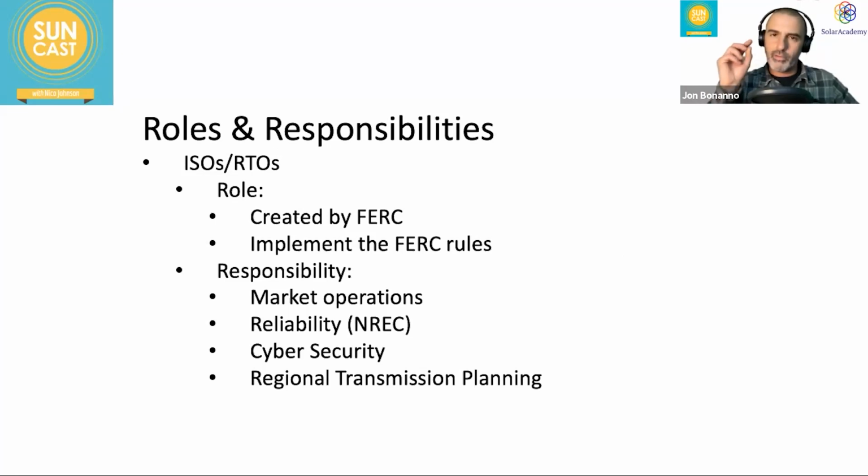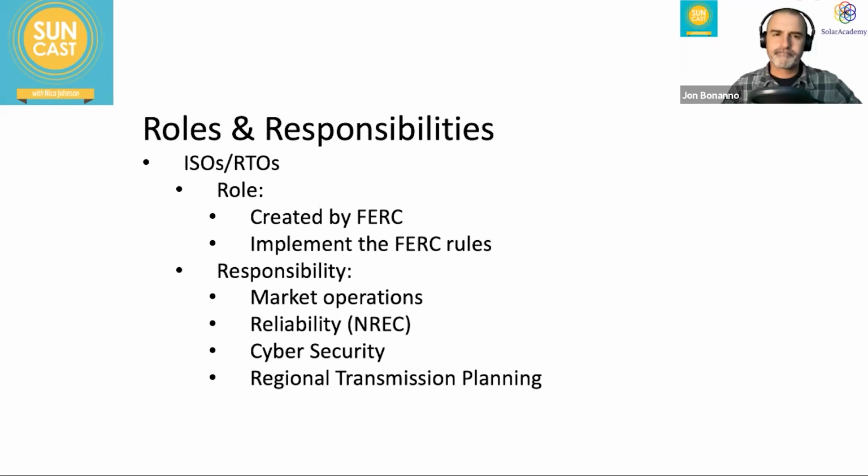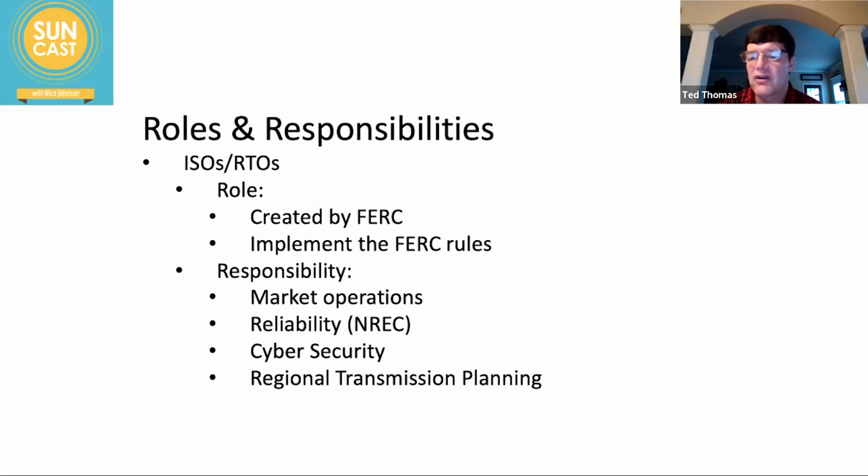Let's dive in a little bit deeper on the ISO RTO relationship to role and responsibility. Why don't you go ahead and pick that apart? Their key role is to manage the transmission system that someone else owns for the members of the RTO. Now, when you manage the transmission system, what you're managing for is reliability.